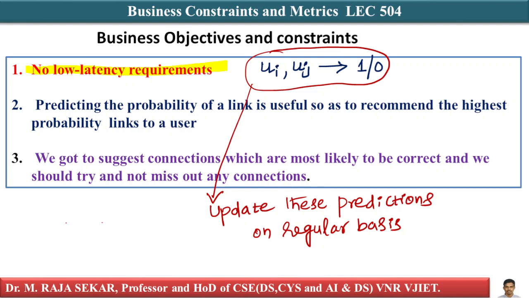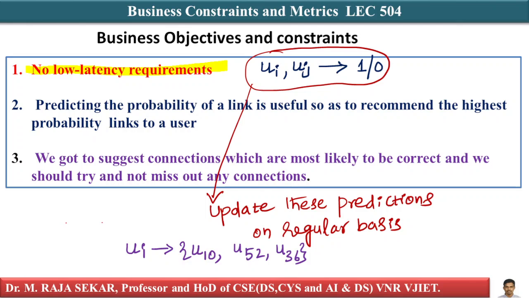Let's say UI could be following U10, U52, U36. Let's say these are the top 3 people that UI should be following. If I pre-compute this information, whenever UI logs into the social network, I can just show them that yes, you should be following U10, U52 and U36.